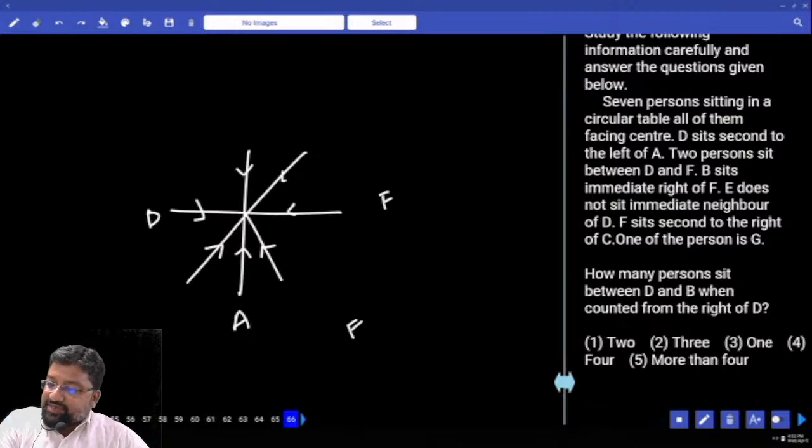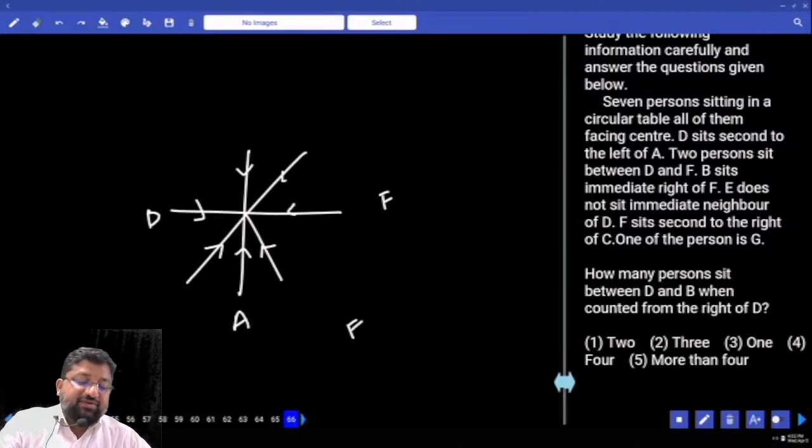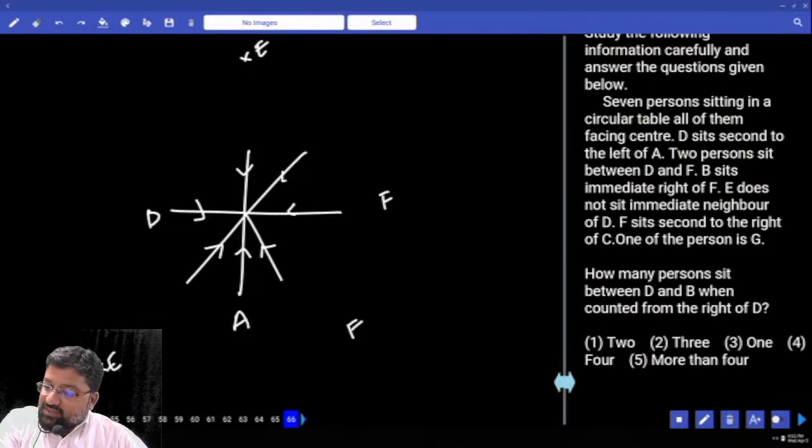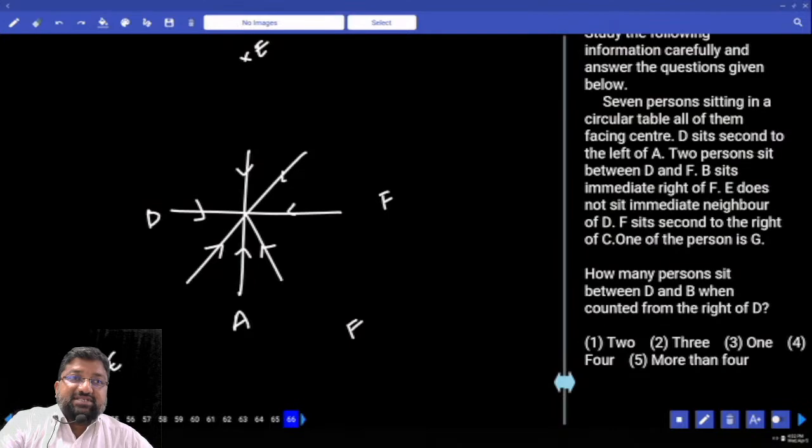2 persons sit between D and F. B sits to the immediate right of F. E is not an immediate neighbor of D. Adjacent to D is not E. Next is what? F sits second to the right of C. F is sitting second to the right of C, and C is sitting second to the left of F.